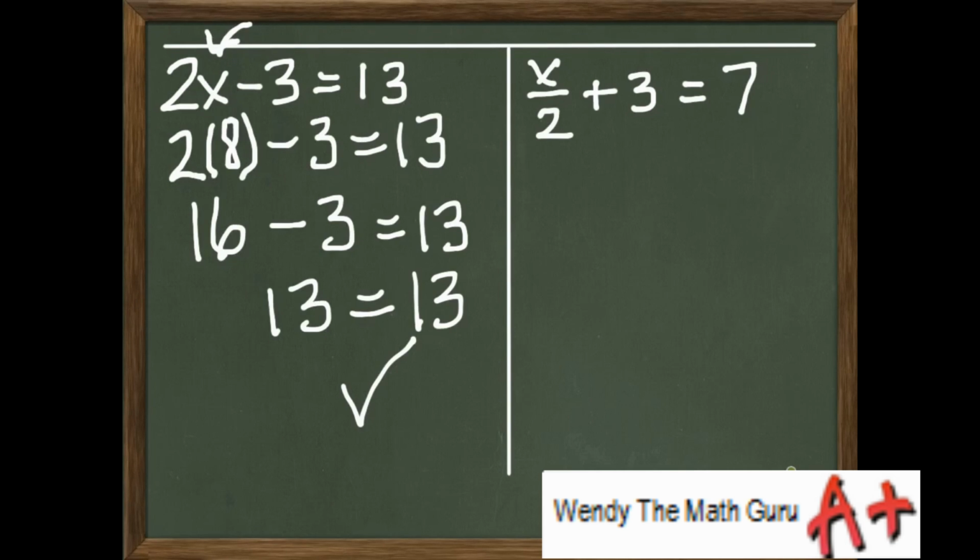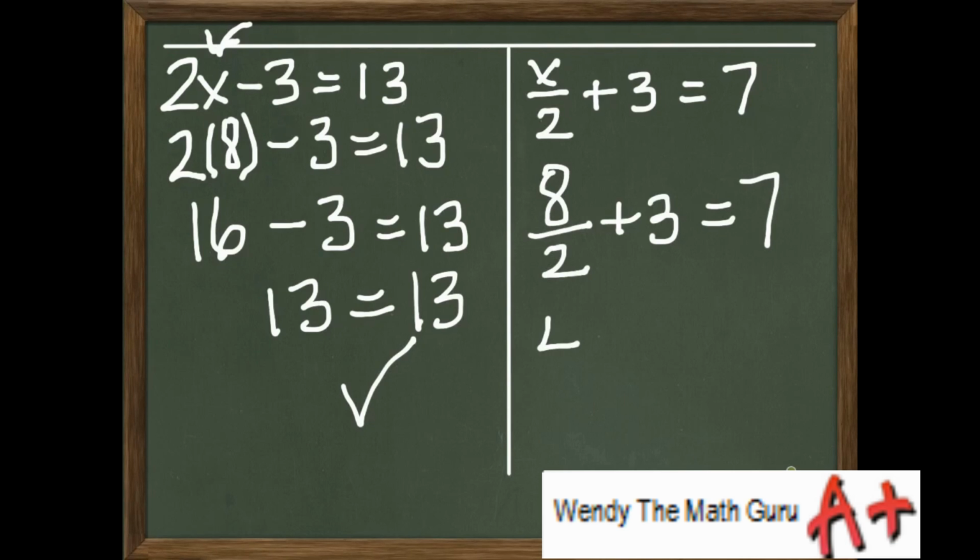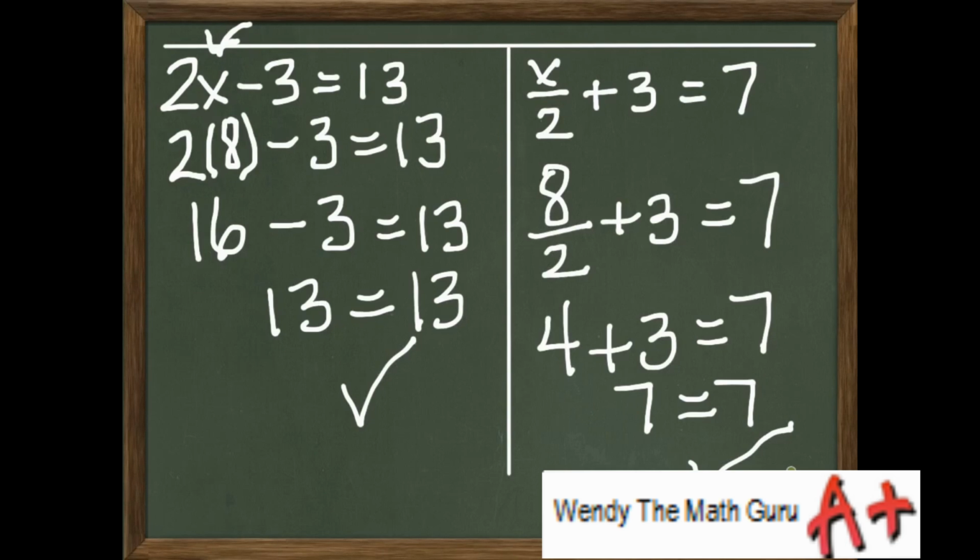Now let's take a look at the second equation. We have x divided by 2. So that will give us 8 divided by 2 plus 3 equals 7. So follow our order of operations. We're going to divide before we add. So 8 divided by 2 is 4, plus 3 equals 7. 4 plus 3 is 7, and that is equal to 7, so our answer checks out.